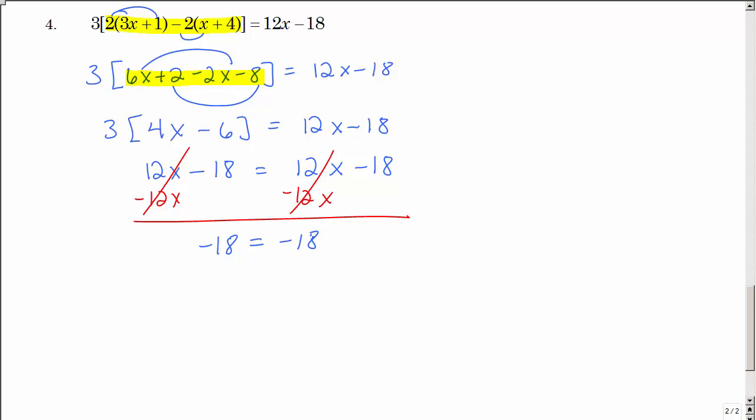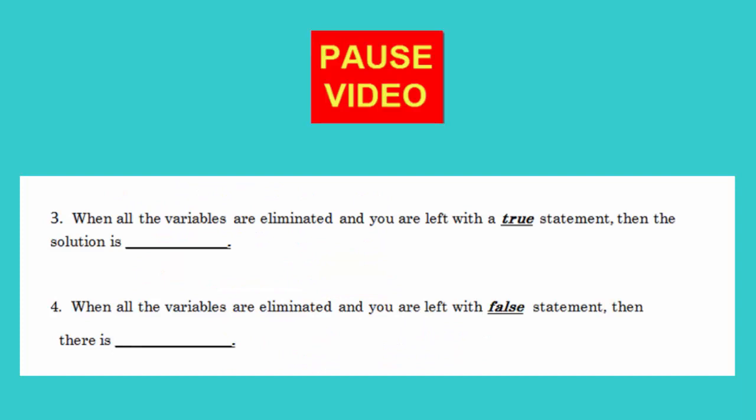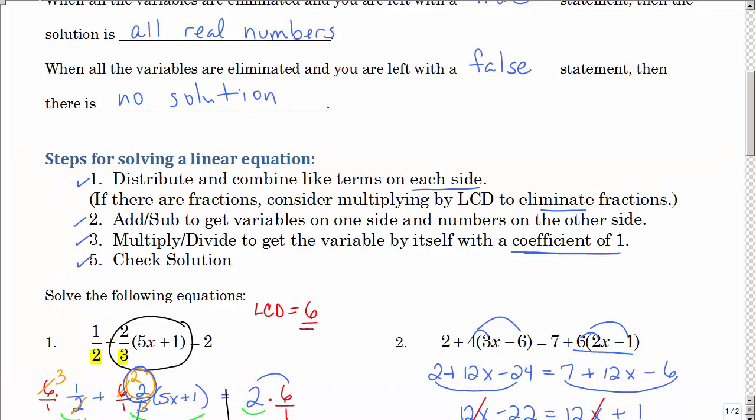And when your variables disappear, you want to say, do you have a true statement or a false statement? This is true. Don't stop there. That's not the answer. The answer is all real numbers. Again, meaning you can choose anything for x and make that equation be true. So go back through these steps, make sure you know all of those about the LCD, the fractions, and those special solutions.